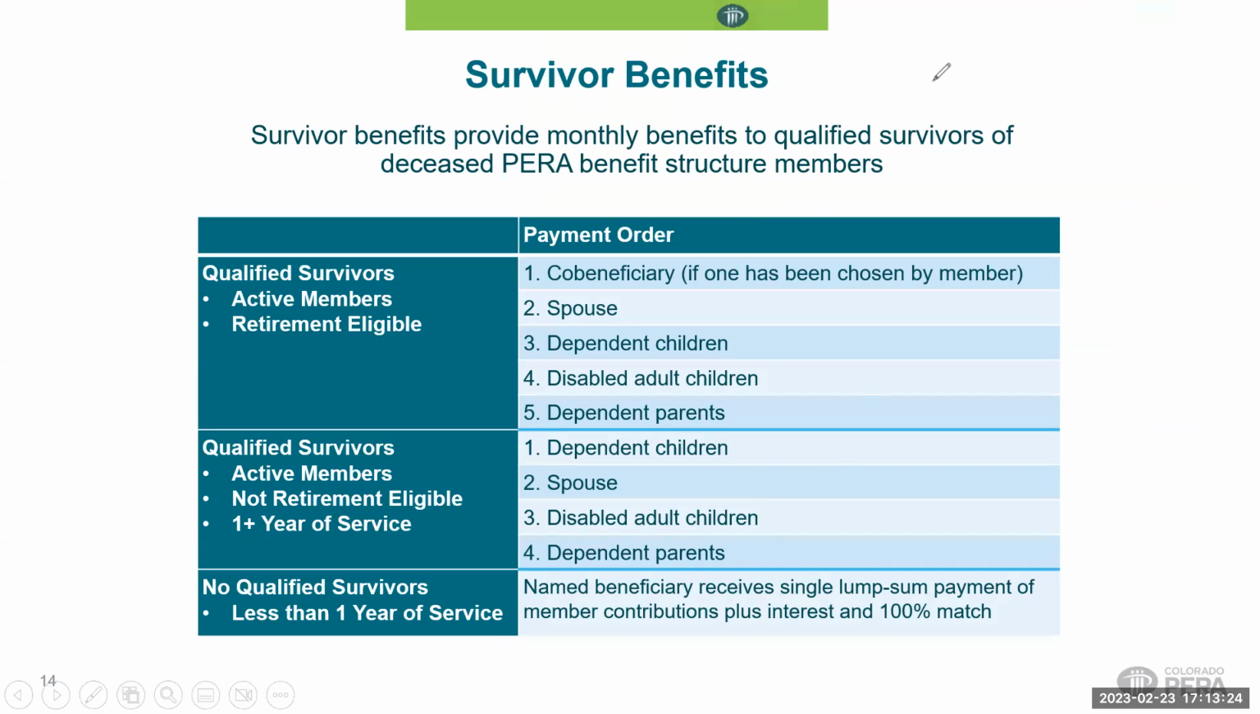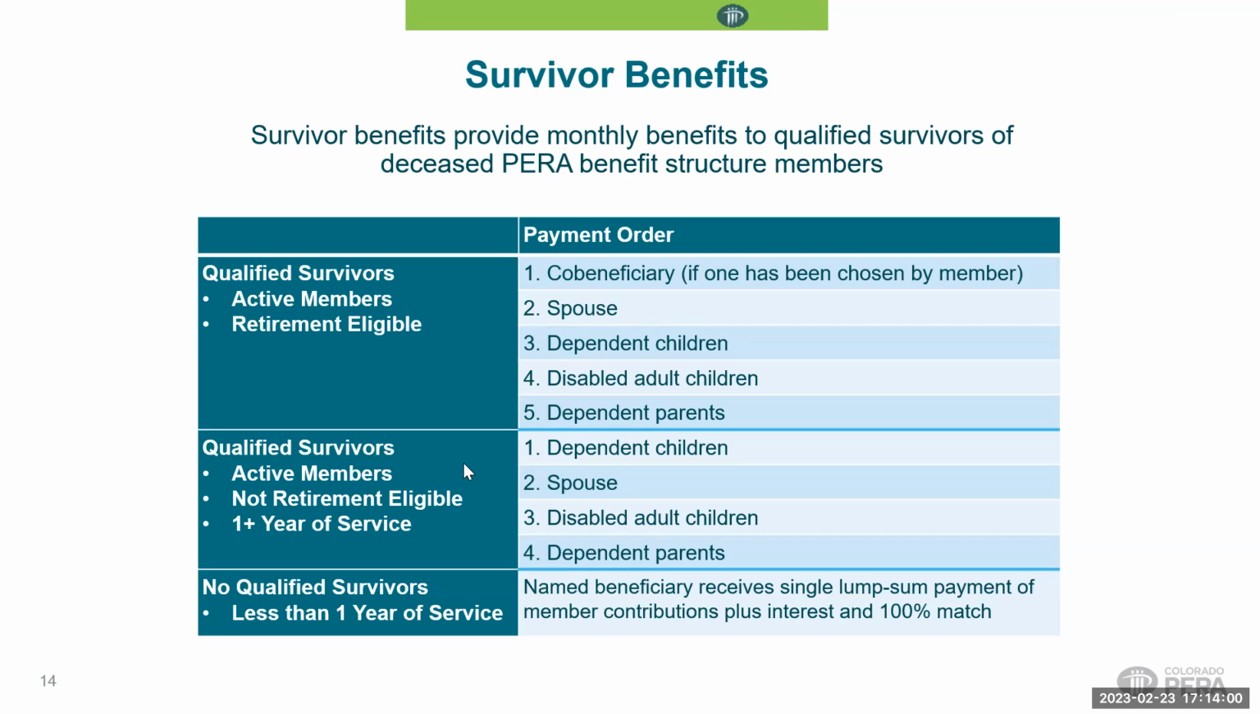And this is the order that that payment is paid out. So if you're an active member and at the time you're retirement eligible when you pass away, but you're not officially retired with PERA, of course, then your spousal benefit kicks in and would pay your co-beneficiary if you had one available, if you were maybe filling out your retirement paperwork and you elected a co-beneficiary. And it would go in this order. If you didn't have a co-beneficiary, spouse, dependent children, disabled children, dependent parents. So it goes in that order.